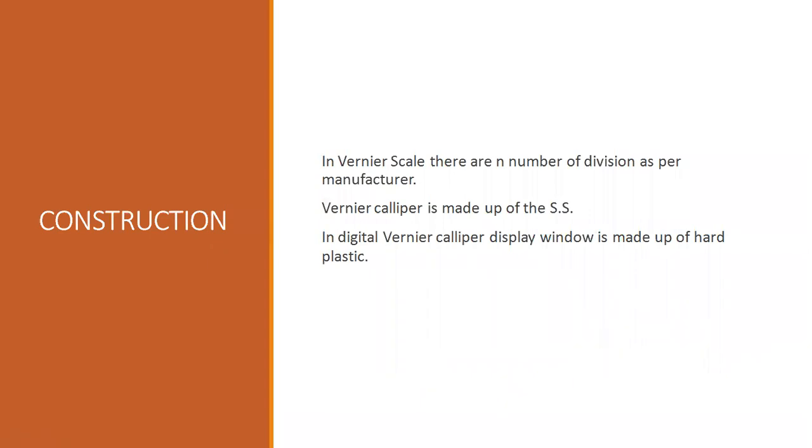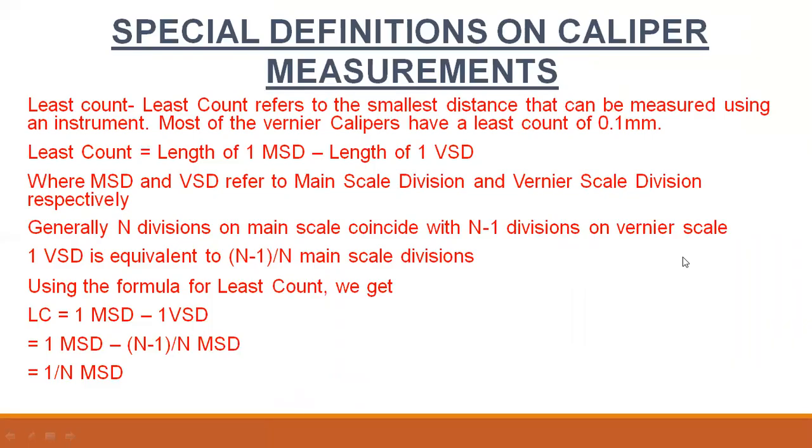Now the construction. If we talk about the material and construction of the vernier caliper, there are various divisions as per manufacturers. Usually the vernier caliper is made up of stainless steel. SS stands for stainless steel. In a digital vernier caliper, the display window is made up of hard plastic. If we talk about the digital or dial vernier caliper, all parts are made up of steel, but only the dial or the digital meter is made up of hard plastic.